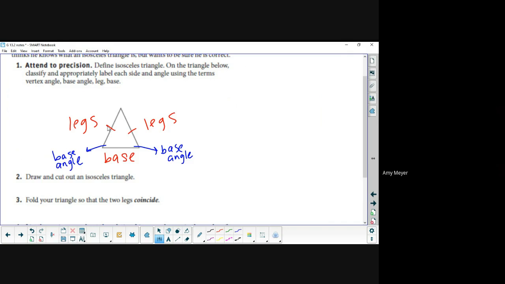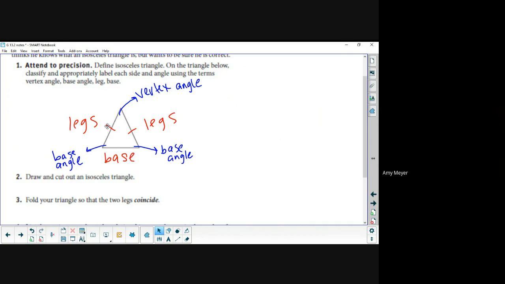This angle has a name also. This is called, the one that's not touching the base, that's called the vertex angle. So if a homework or quiz question says the vertex angle is 55, you'll have to know your vocabulary to know where to put that 55. If you have your vocabulary, you know where everything is.